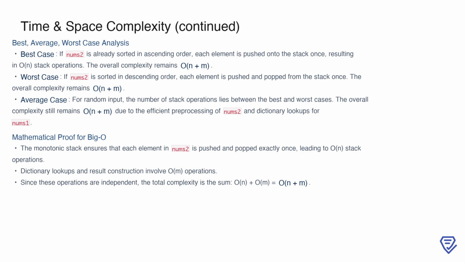For average cases, where nums2 is arranged randomly, the number of stack operations typically falls between the best and worst cases, but the total complexity remains O(n + m), due to the pre-processing of nums2 and the efficient dictionary lookups for nums1. Finally, a quick mathematical justification for the big O analysis confirms this. Since each element in nums2 is pushed and popped from the stack at most once, stack operations are O(n). Dictionary lookups and result array construction for nums1 involve O(m) operations. Adding these together gives the total complexity of O(n + m), which holds across all cases.